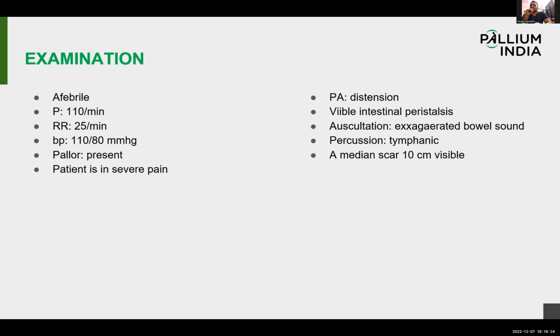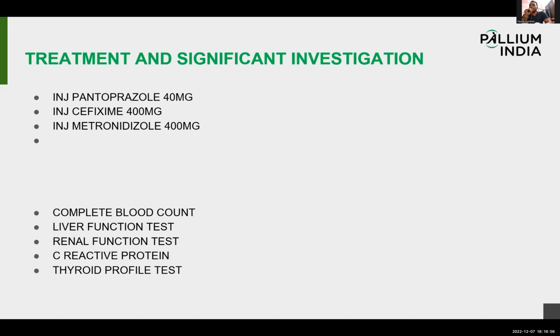On examination, the patient was afebrile. Pulse rate was 110 beats per minute. Respiratory rate was 25 per minute. BP was 110 by 80 mm of Hg. Pallor was mildly present, and the patient was in severe pain at the time of examination. On abdominal examination, the upper abdomen was distended. Visible intestinal peristalsis was present. On auscultation, exaggerated bowel sounds were present. On percussion, the note was tympanic, and a median scar of around 10 centimeters was visible.